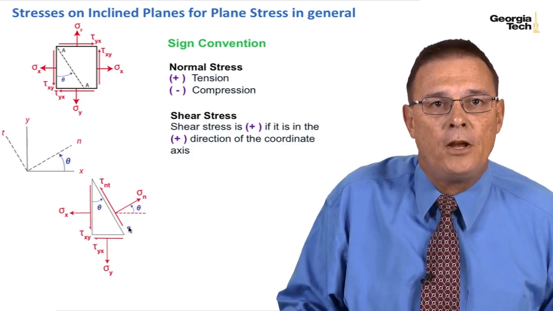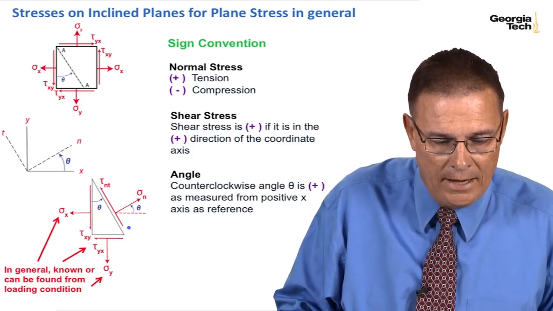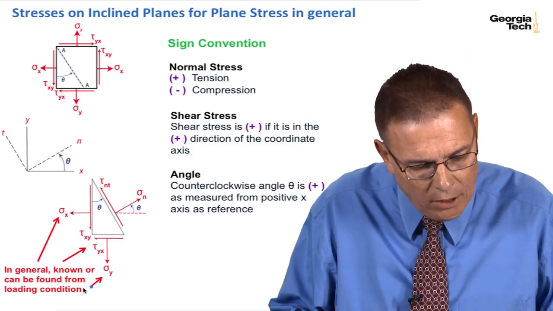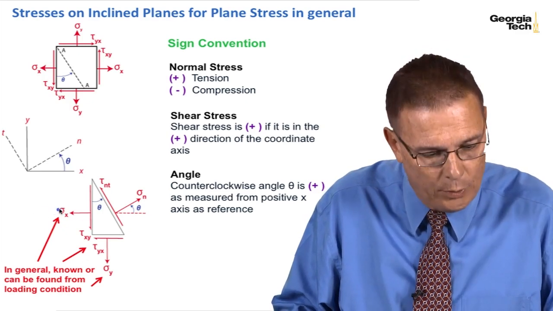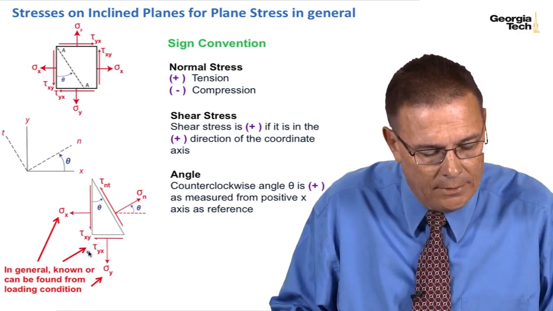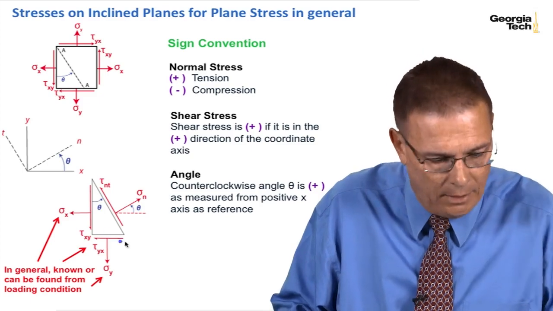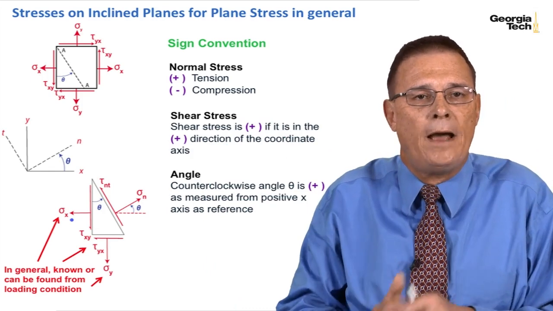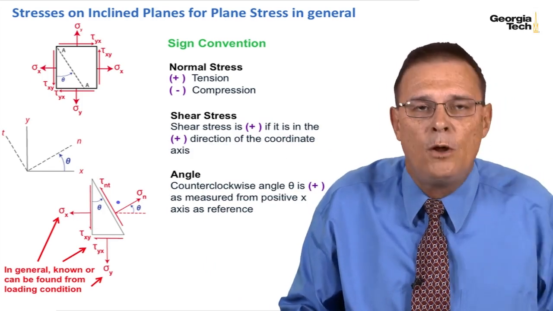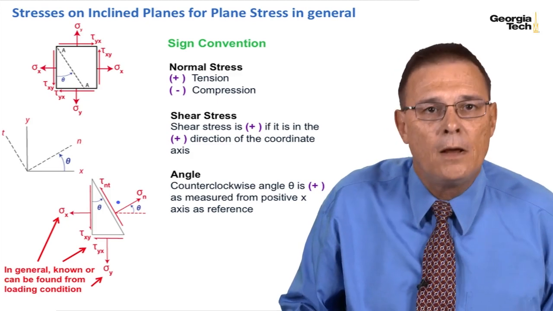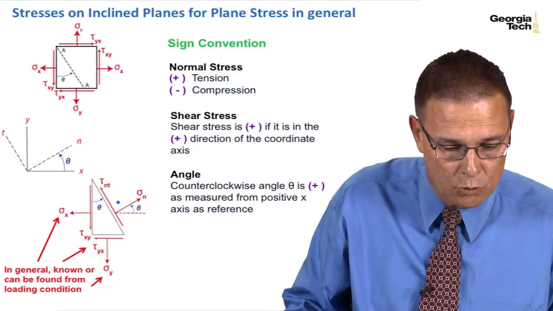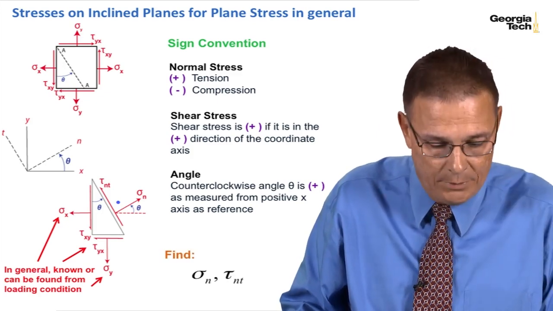We came up with a sign convention for both normal and shear stresses and the angle. I showed a couple of parts in the last module. In general, we can find from the external loading condition what the shear and normal stresses are on an X and a Y plane. But we want to be able to then transform that into any arbitrary plane to find what the normal stresses and shear stresses are on any arbitrary plane. And so we want to find sigma sub n and tau sub nt.